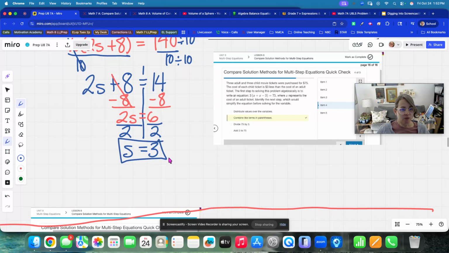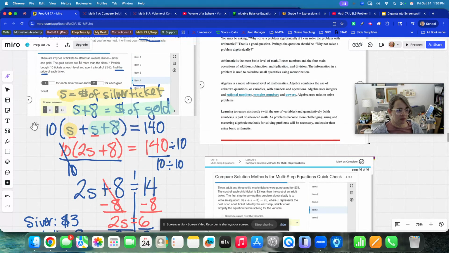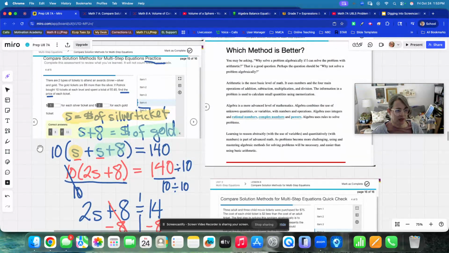So, what does that mean? Silver is $3. Gold is going to be 3 plus 8, because remember, the gold are $8 more than the silver. So gold tickets will be $11. Okay. So yeah, that's what I was supposed to get.